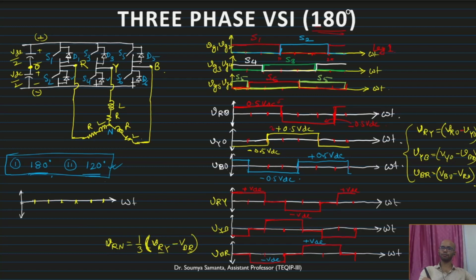So what is VRN? Plus VDC. Initially it's plus VDC, and this is 0. So we will get the VDC by 3. Let me extend this to draw it properly. So this is VDC by 3 initially. Next what will happen? This is VDC and this is minus VDC. Here minus 1 minus sign is here. So this will be plus 2 VDC and there is 1/3. So this will be 2 VDC by 3.